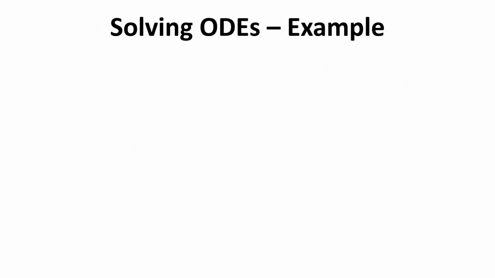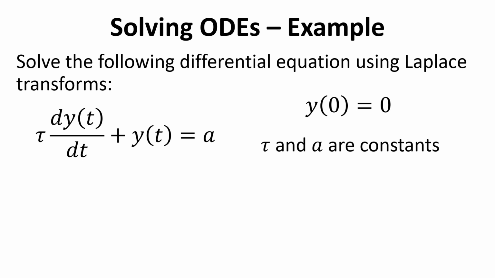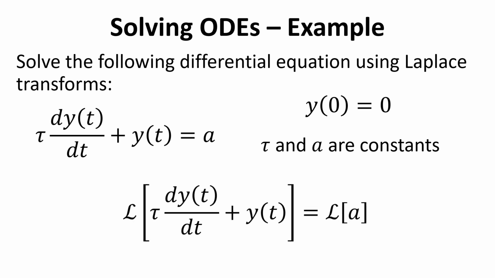So we're going to look at an example. So the example is tau times dy by dt plus y of t equals a, where tau and a are constants, and the initial condition y of 0 equals 0. So we've got the information, and we're going to try and use Laplace transforms to solve this. So the first thing that we're going to do is we're going to take Laplace transforms of both sides. So we've got this stylized L symbol, which is the Laplace operator, and as you do with algebra, rearranging equations, whatever you do to one side of an equation, you do it to the other side. So we're taking Laplace transforms of both sides.